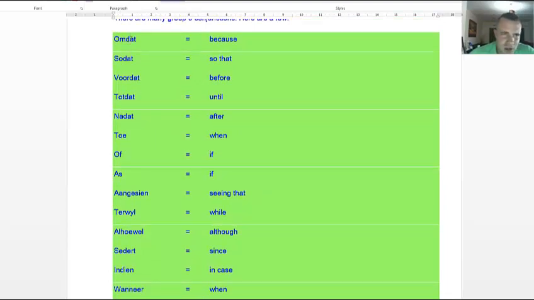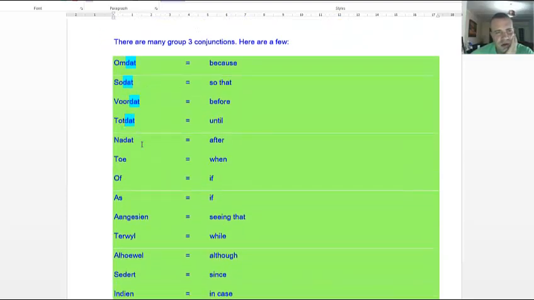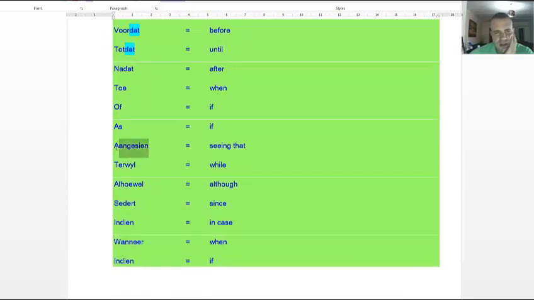Just to look at all the words, just a tip, all the words with a dot in it. Omdat, sodat, voordat, totdat, all those ones, nadat, they are all in group 3. Anything with a dot in it will be group 3. So that's one way of telling immediately. Like omdat is such a common one. Nadat is so common. Aangezien is incredibly common.